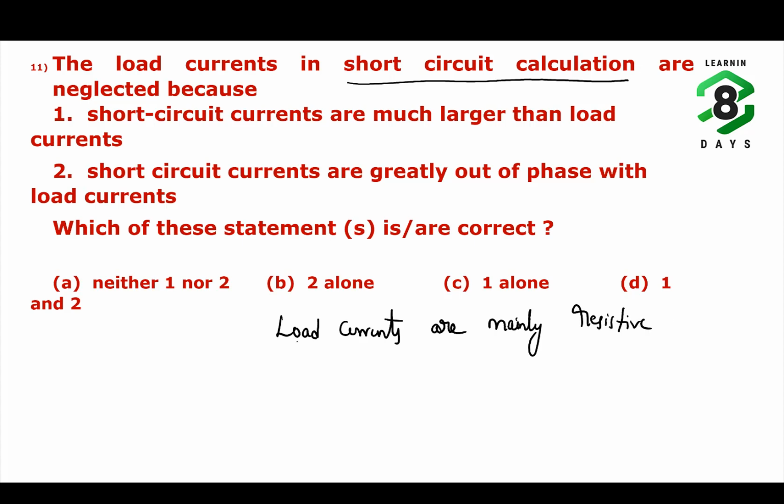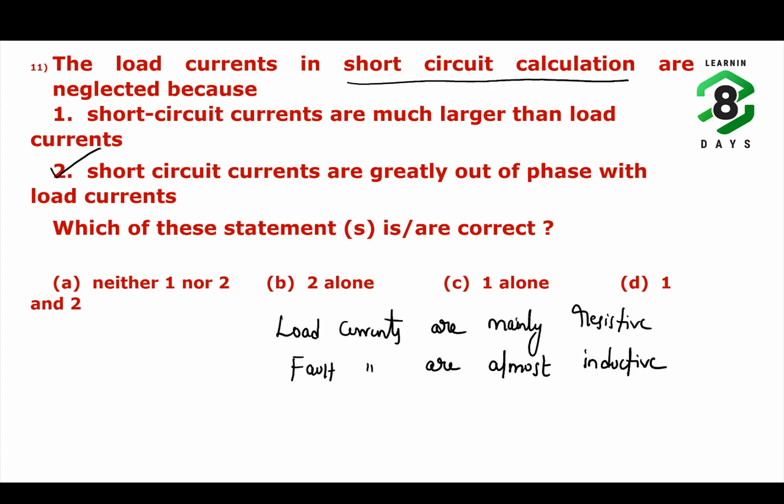Understand? Okay. Second thing is, when a fault occurs, the fault currents are almost inductive, because when you do fault analysis, you neglect the resistance of most of the power system elements like generators, transformers, transmission lines. So fault currents are almost purely inductive currents. So what is the phase angle between the resistive currents and inductive currents? 90 degrees. So short circuit currents are greatly out of phase with load currents.